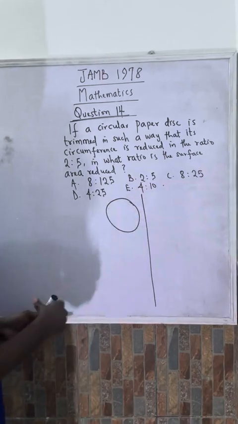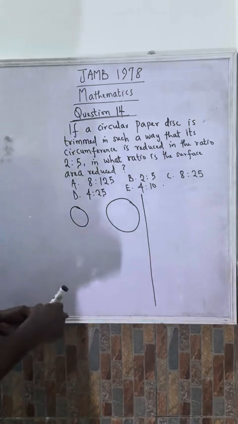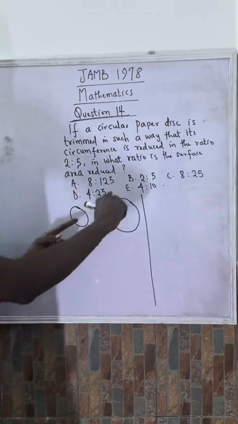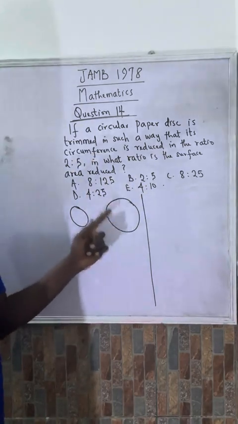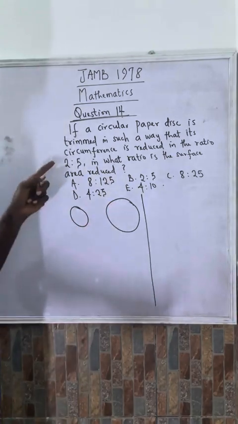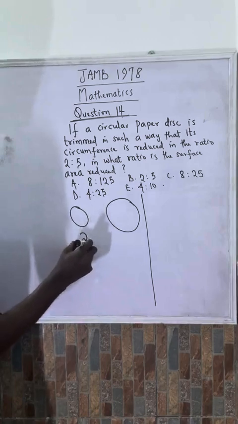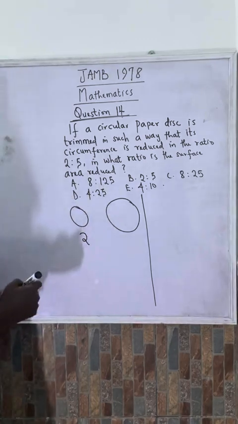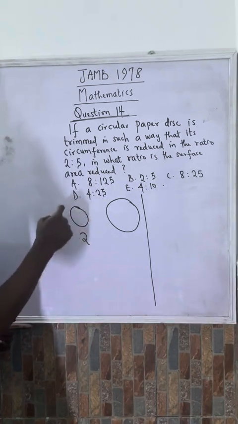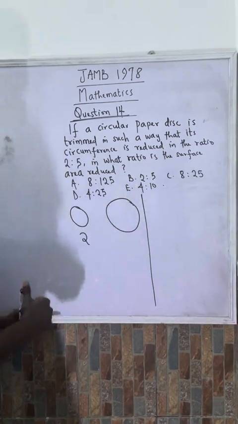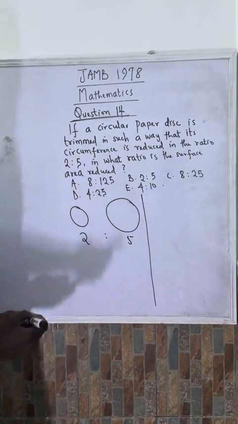So this is the smaller circle. After trimming, we have this smaller circle, and this was the bigger circle before it was trimmed. They said it is reduced in the ratio 2:5. What's the meaning of circumference? The distance around the circle. So anytime the circumference of the smaller circle is 2 units, then the bigger one will be 5 units. So according to the ratio given, I can say 2:5.